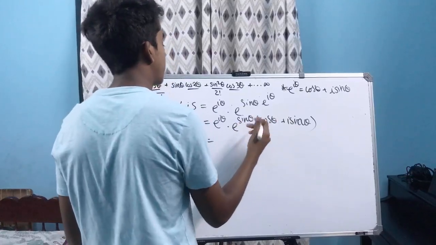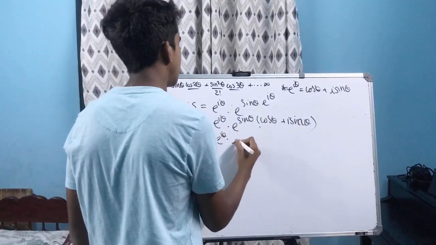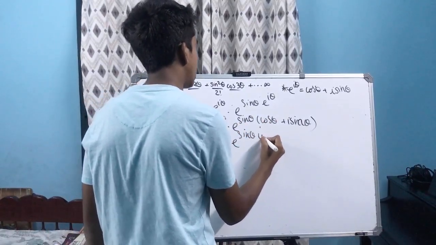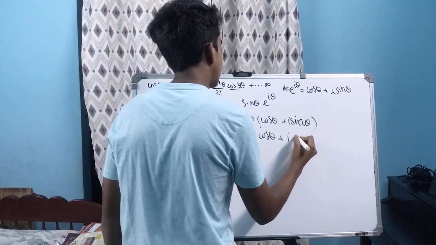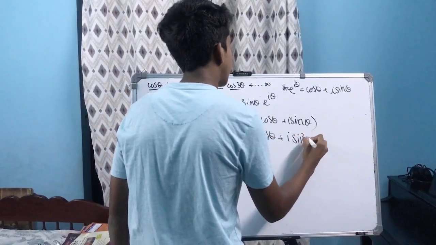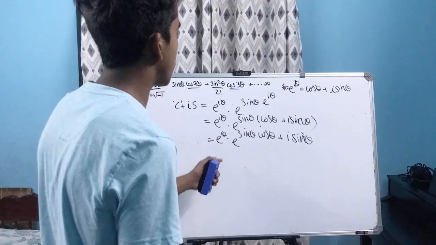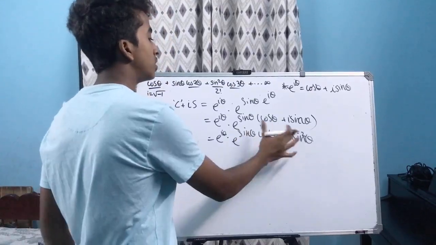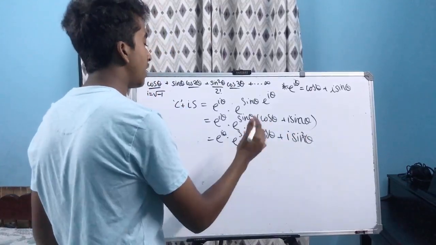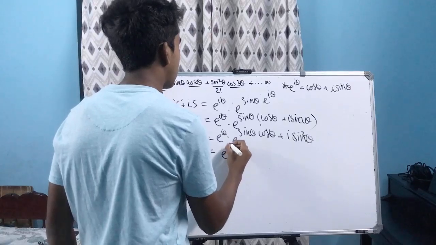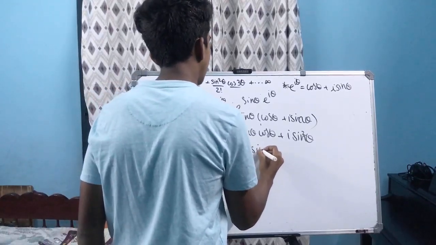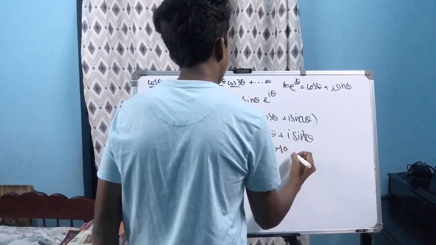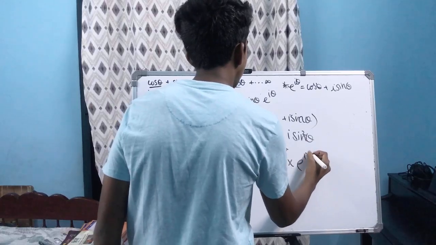And now let's just expand this. e raised to i theta times e raised to sine theta cos theta plus i sine theta times sine theta, that's sine squared theta. Now here, since this is an exponent and the exponents are added, we can separate it by multiplication. e raised to sine theta cos theta times e raised to i sine squared theta.